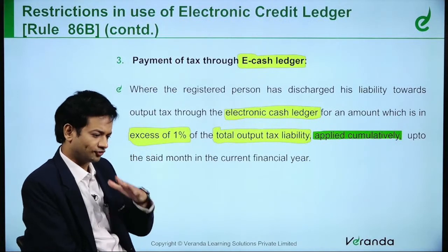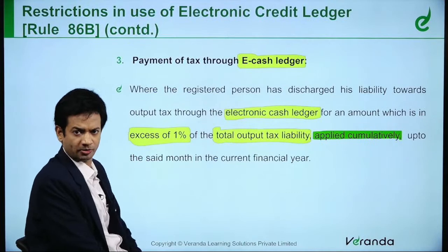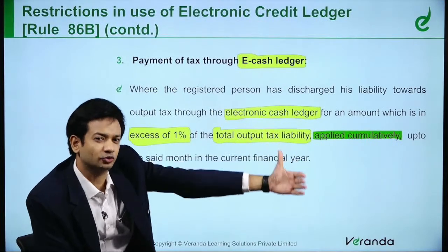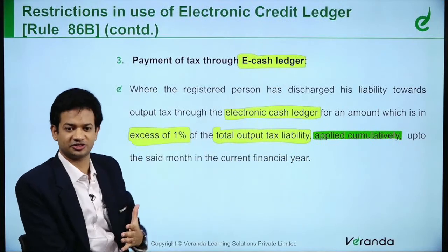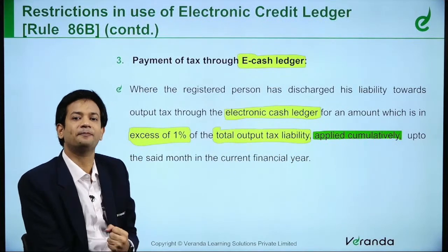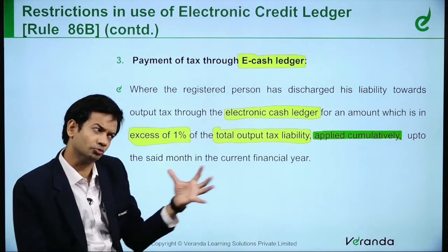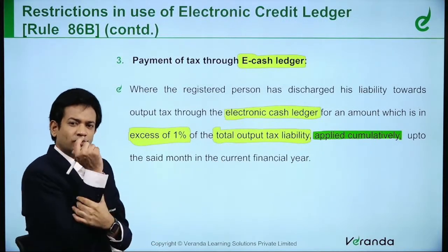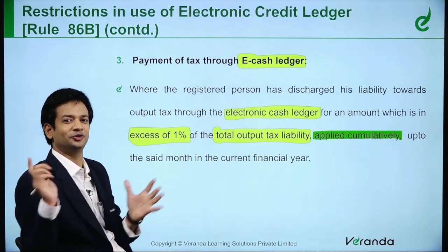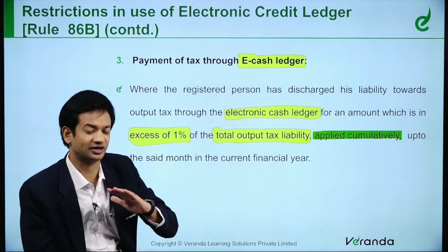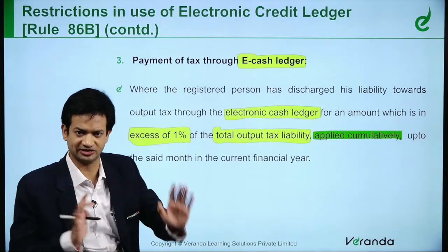Now, if I am in the month of October 2021 and I want to pay my tax for the previous month, I can see that cumulatively from April 2021 till previous month, if I have paid tax of gross liability, if cumulatively also total all the months, if I paid more than 1% in cash, then no problem. In this month I can pay the entire amount through cash. This rule will not apply to me. I will give an example, don't worry.